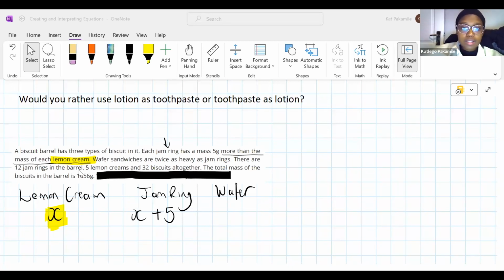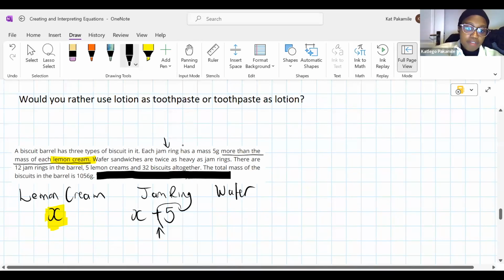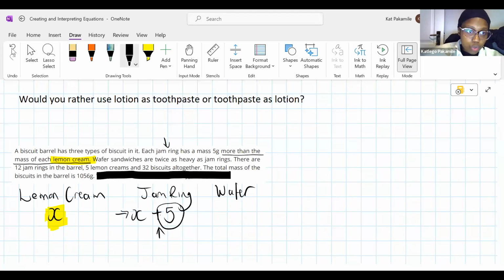So this says a jam ring has a mass 5 grams more than, and you all told me that more than means plus. So it has 5 more than the lemon cream. So if the lemon cream was X, then this has to be X plus 5. Okay, that's all I did, guys.